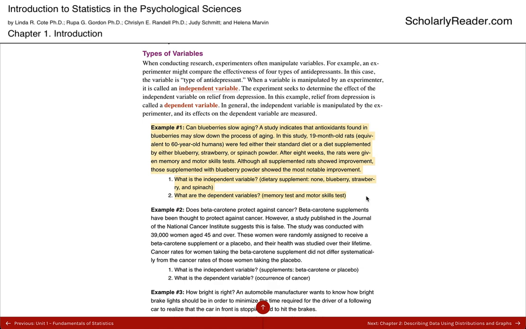What was the independent variable? Dietary supplement, either none, blueberry, strawberry, and spinach. What are the dependent variables? Memory test and motor skills test.